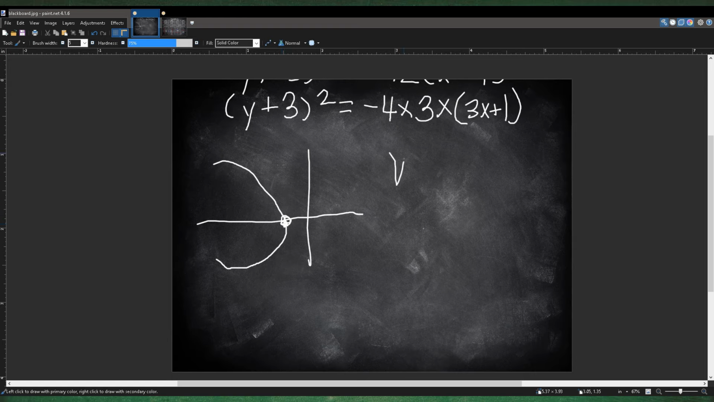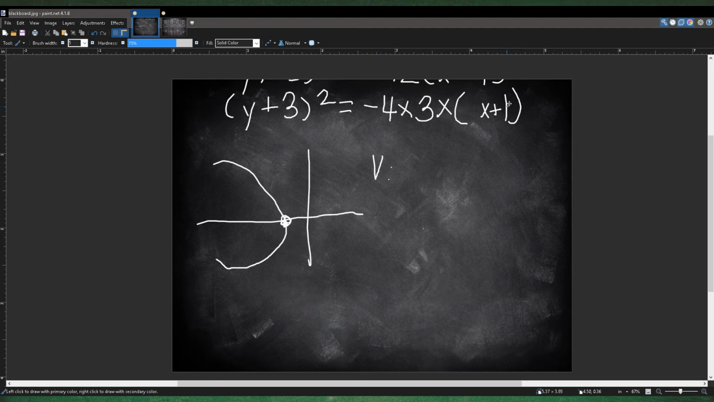The vertex is always the same thing. So basically, wait, why did I write... Sorry, I don't know why I wrote 3x. It's just x plus 1. Okay. Sorry, I kind of wrote a 3x for some reason. Now we have the vertex.